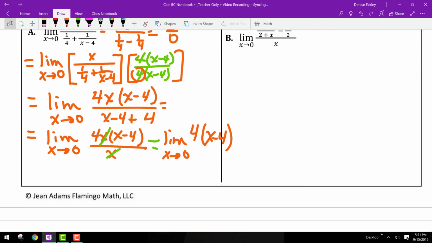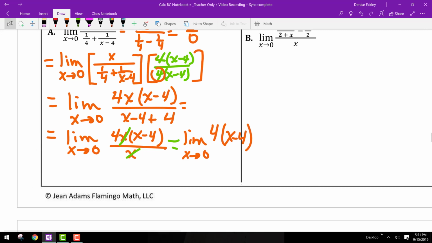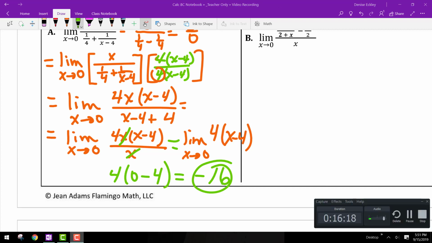And we're going to get 4 times (0 minus 4), which is negative 16. So that's our limit. Okay, so again, you try letter B. It's the same method, and then pause the video before you check your answer.